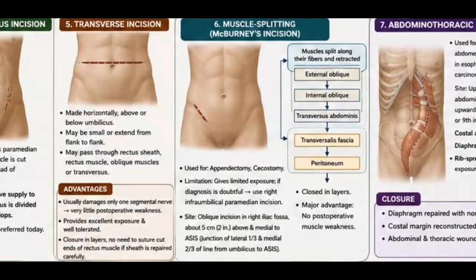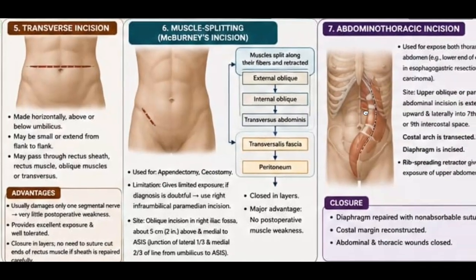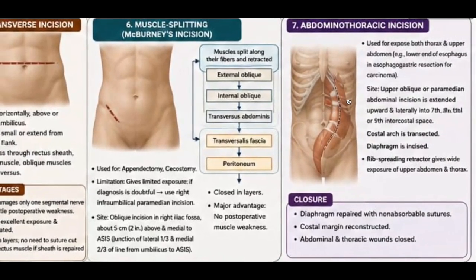Now the seventh incision is the abdominothoracic incision. The abdominothoracic incision is used when both the thorax and the upper abdomen need to be exposed. An example here can be the lower end of the esophagus during esophagogastric resection for carcinoma. That means if there is a carcinoma of the esophagus, then both the thorax and the abdomen need to be opened.